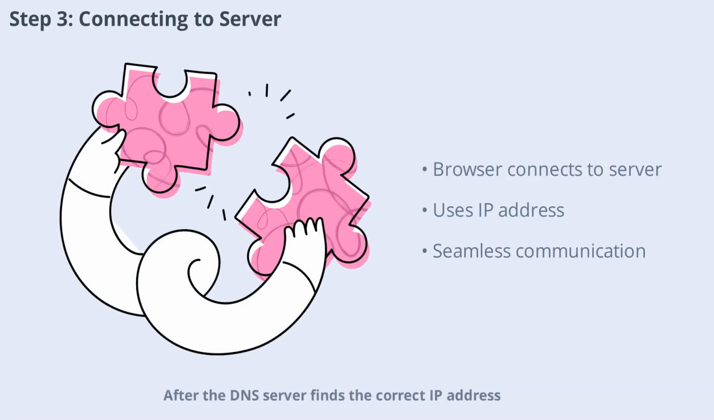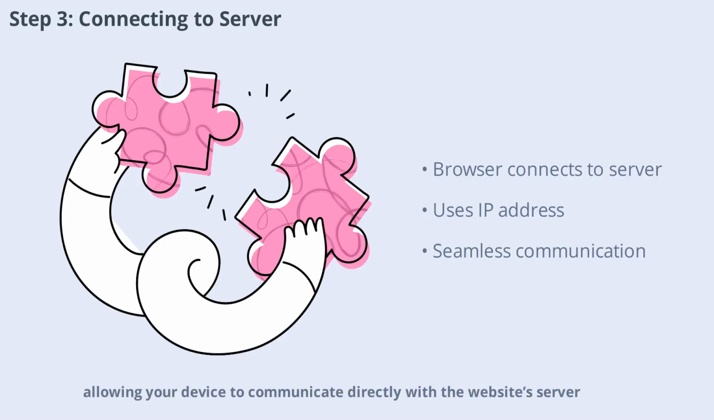After the DNS server finds the correct IP address, your browser uses this information to connect to the web server that hosts the website. This connection is established in the background, allowing your device to communicate directly with the website server. The process is seamless, and you don't need to worry about the technical details. DNS handles it all for you.